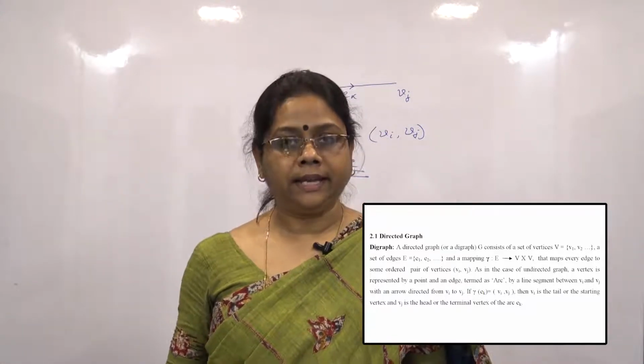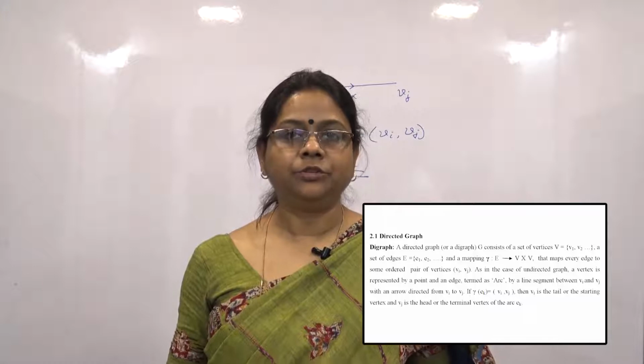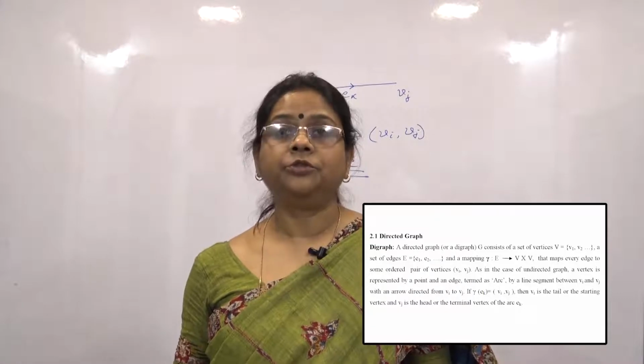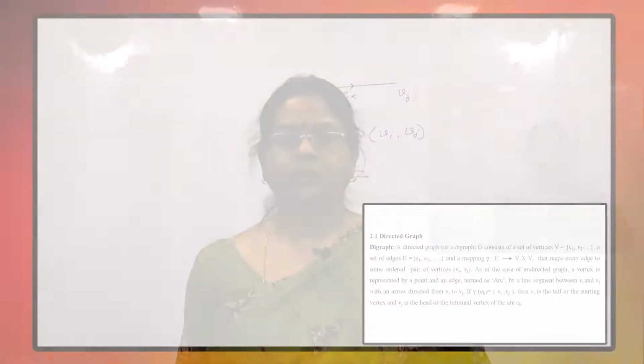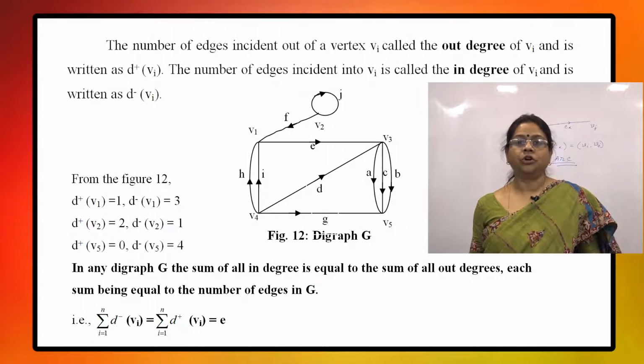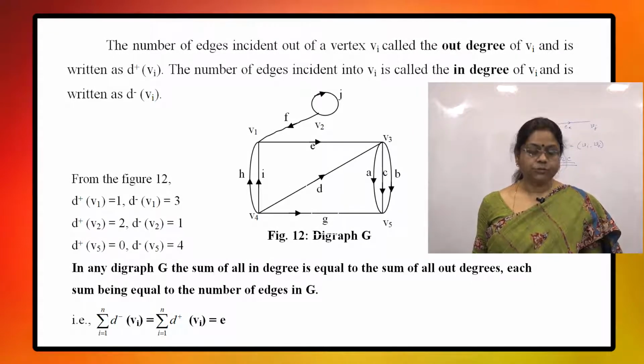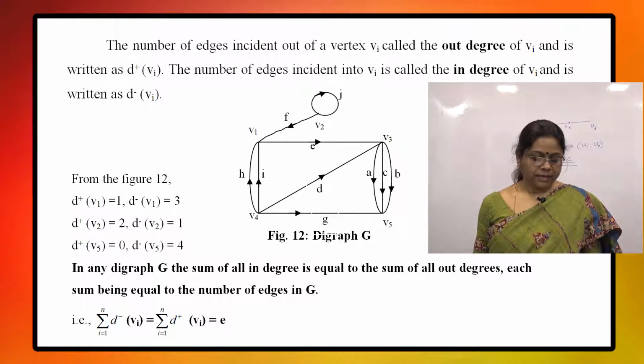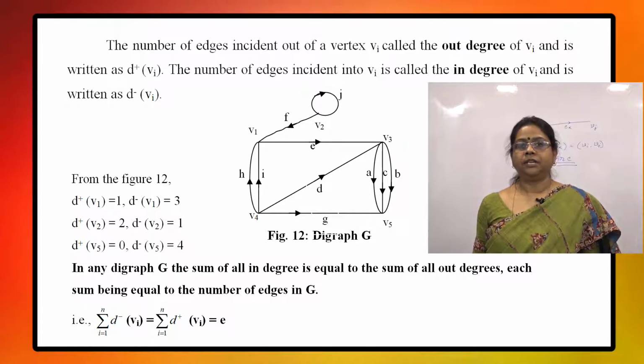And this edge here is called an arc. So, an edge with a direction assigned to it is an arc, which is used to represent a directed graph, which is called in short a digraph. In figure 12, we can see a digraph. Every edge is assigned a direction, and here we can see that in vertex V1, some edges are coming out of V1 and some edges are coming into V1.